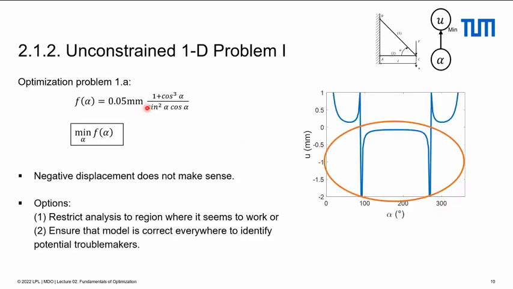Now let's look at the problem. So we can plug in these numbers, and we get this as an objective function, which has a unit. The unit is, of course, millimeters, because it's a displacement. And before we start minimizing, though, we may want to look at the response of this thing. I mean, what is f of alpha? What does it look like? And when we do that, we notice, oh, something strange happening here. Really bizarre.